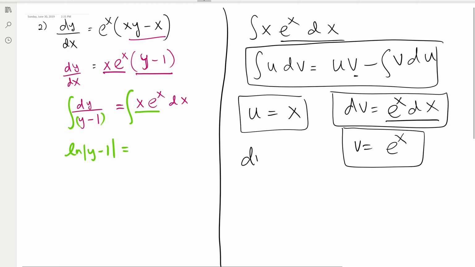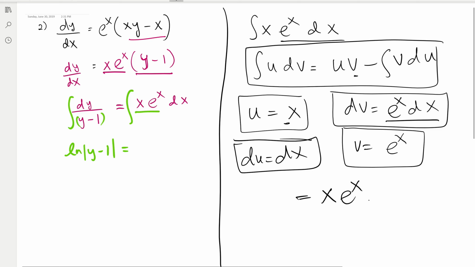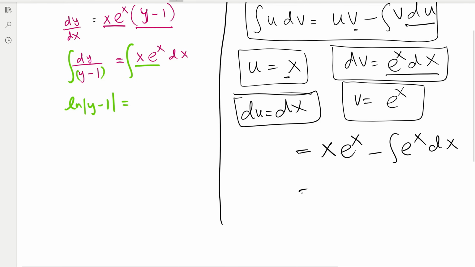Now we need du. To get du out of u, you have to differentiate x. So du over dx is 1. If you differentiate x, it's 1. So du is 1 times dx, so it's dx. So we have all the tools we need to use integration by parts. Perfect. So u is x, v is e^x, minus the integral of v du, where v is e^x and du is dx. So to finish off the integration, we just need to integrate this.